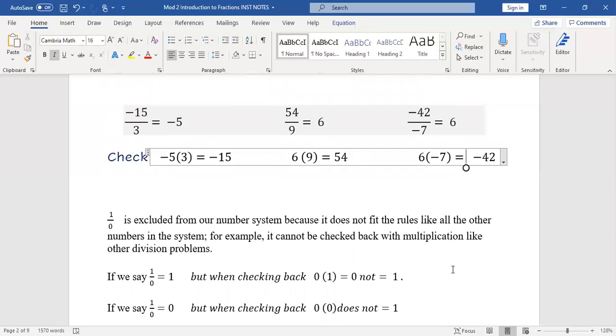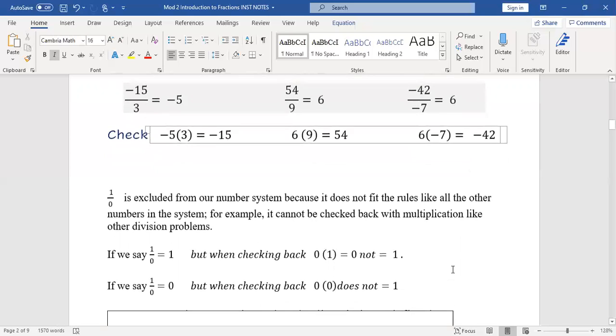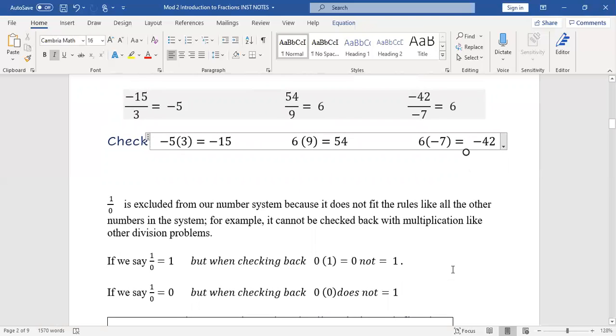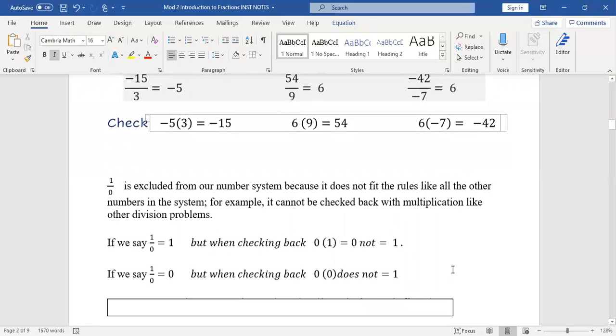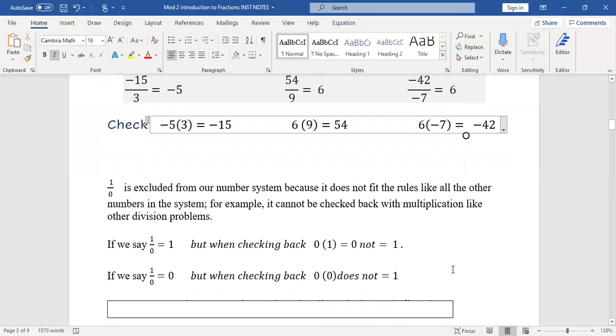So if we say 1 divided by 0 equals 1, and we try to check that back by taking 1 times 0, we don't get the numerator. 1 times 0 is 0. It doesn't work. So let's say we say 1 divided by 0 equals 0. Again, if we try to check that back by taking the 0 times the 0, we still don't get the numerator. We get 0, because 0 times anything is 0. So because it simply doesn't work, it doesn't follow the rules, we exclude it. We just simply say it's undefined.